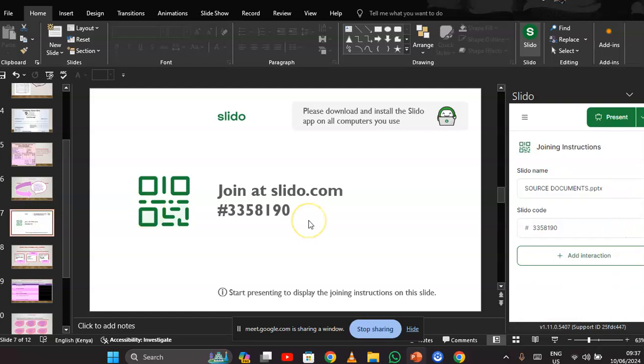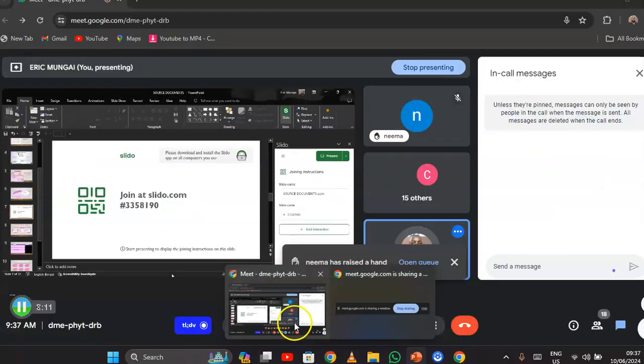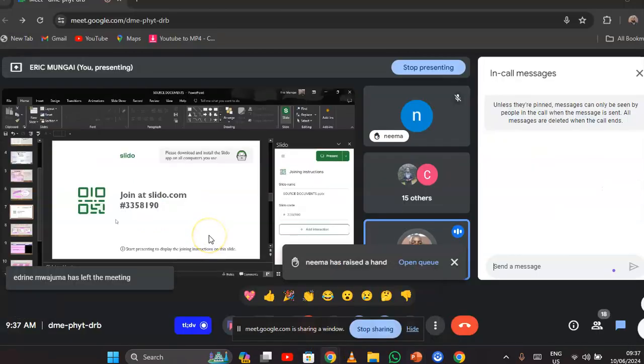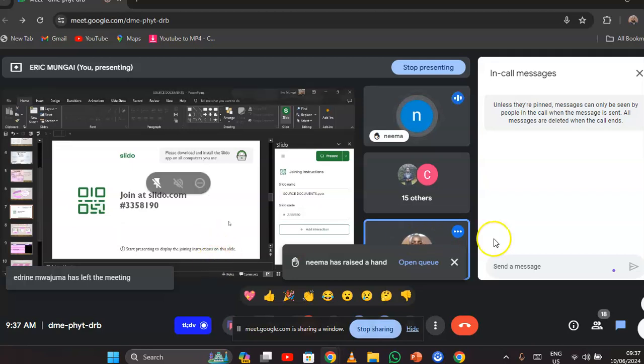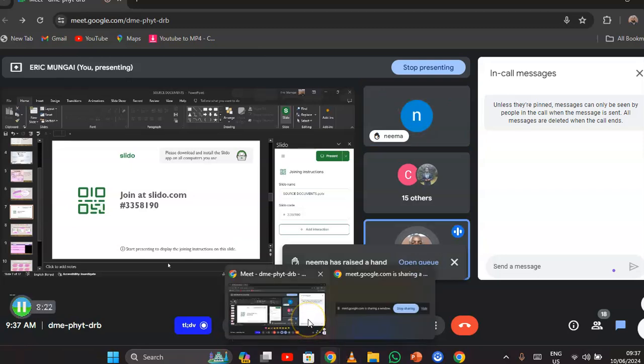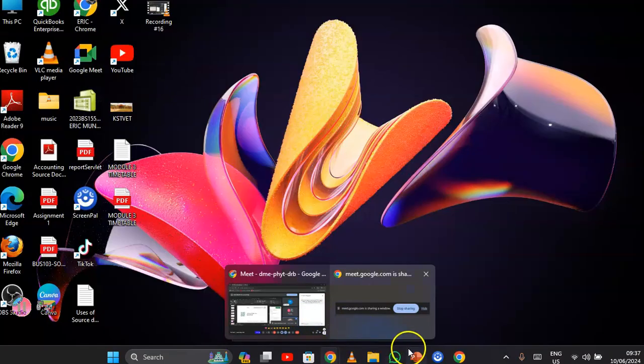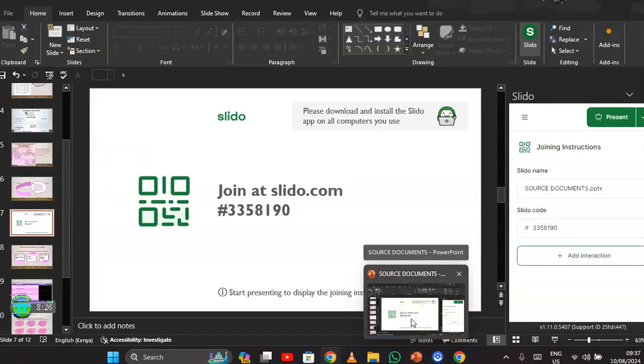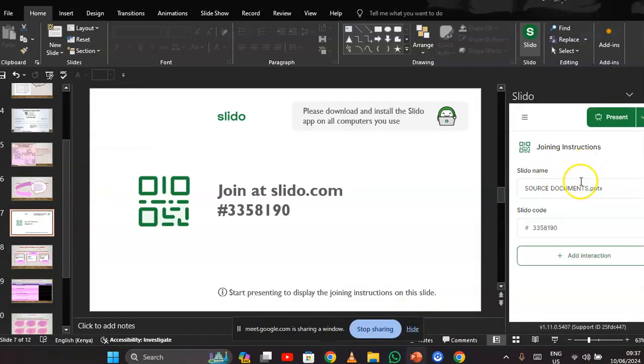So, are you able now to see the code? Are you able to see the code on your screen? Yes. So use that code to log in, the code I have presented on the screen.